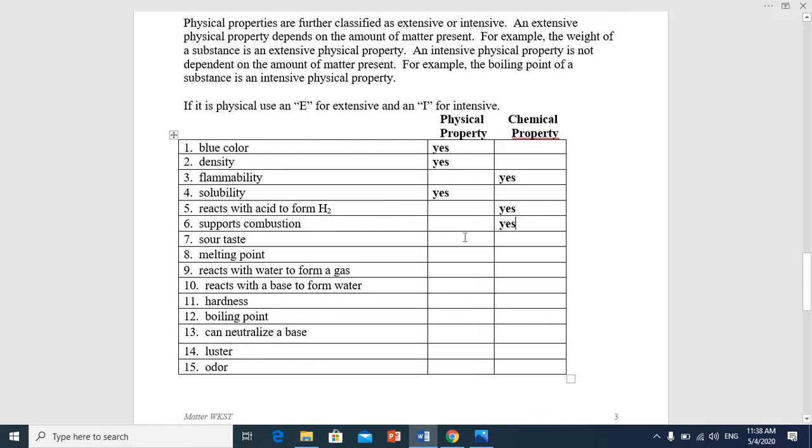And the sour taste, the taste, we know that the taste is physical. Melting point, consider it as physical. React with oxygen will also be chemical. And react with base, any reaction, you have to say that this is a chemical one. Hardness, if it's hard or not, this is physical, sure. And the boiling point also, this is physical. And can neutralize a base, so we will make it a reaction, so we will also add it as a chemical one. And the luster, consider it as physical. And the last one, odor, like the above one, it will be a physical characteristic.